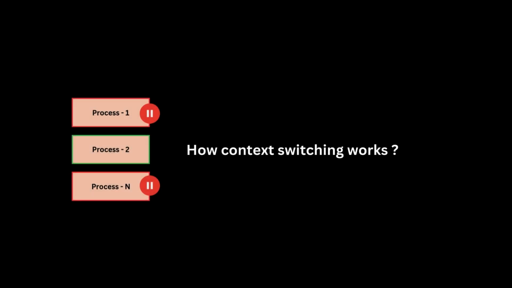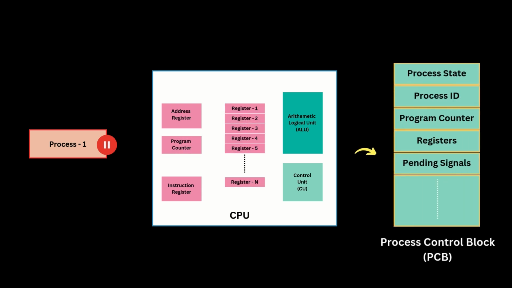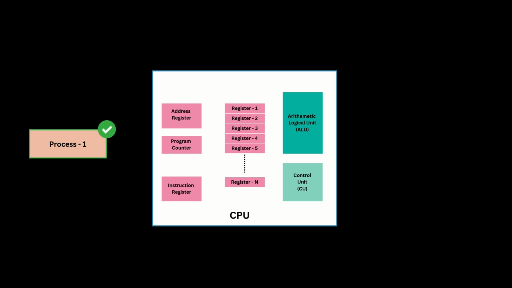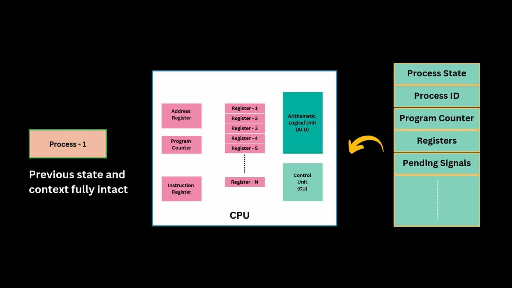Now let's talk about how context switching works, or how we suspend and resume a process. When a process is paused, for example during multitasking or while waiting for input-output, the CPU's current state, such as register data and the program counter, is saved in the process's PCB. This allows the process to resume later exactly where it left off. When the process is ready to run again, the kernel restores the saved register data from the PCB, ensuring the process continues from the point it was paused, with its previous state and context fully intact.